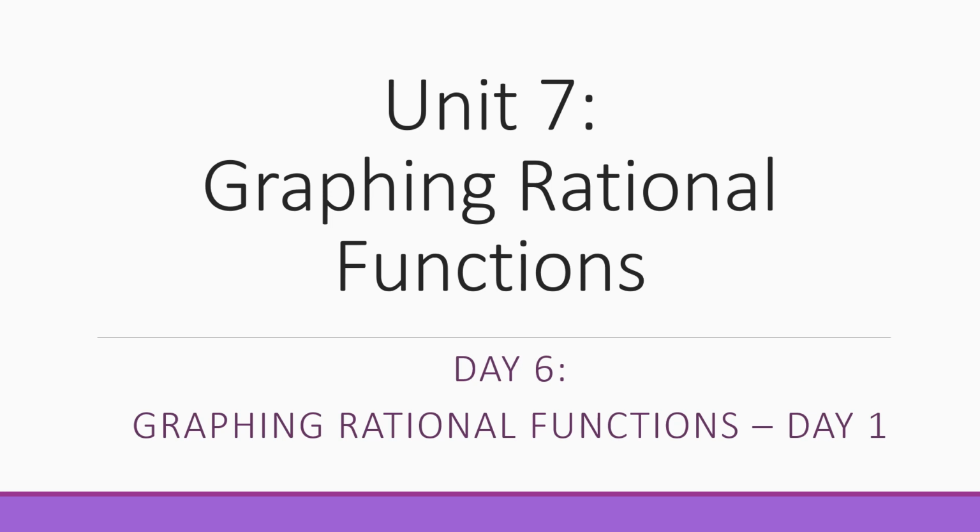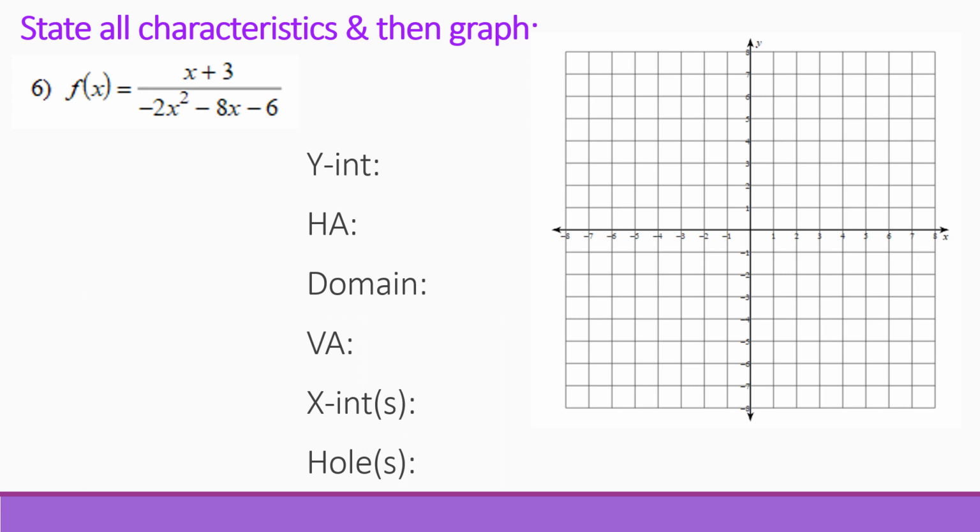We are back with part 2 of graphing rational functions, the day 1 notes. So we're jumping right in. The last two examples to go through. F of x equals x plus 3 divided by negative 2x squared minus 8x minus 6.